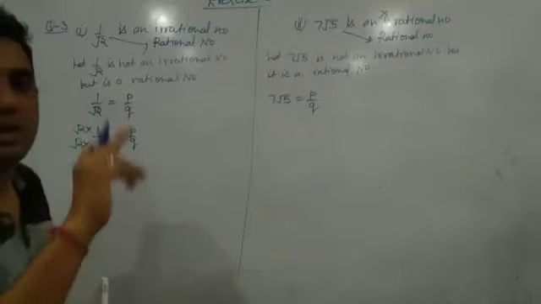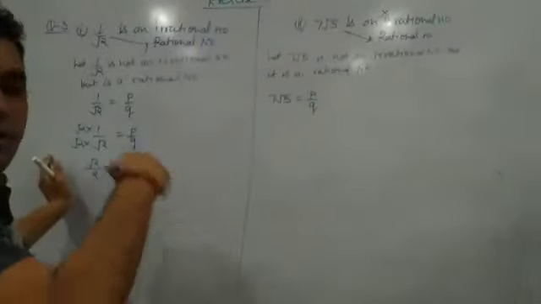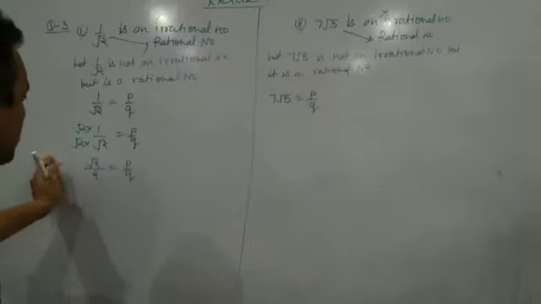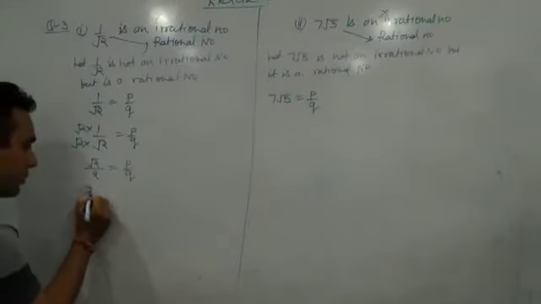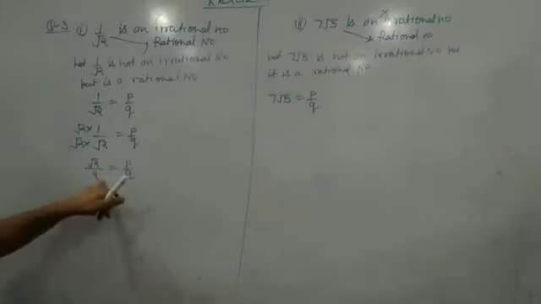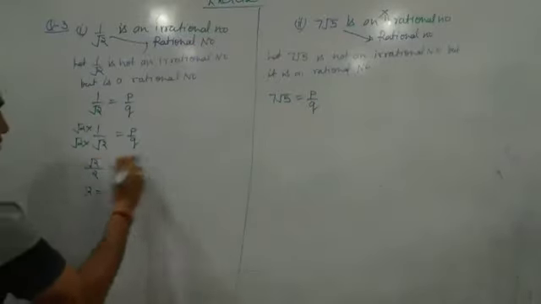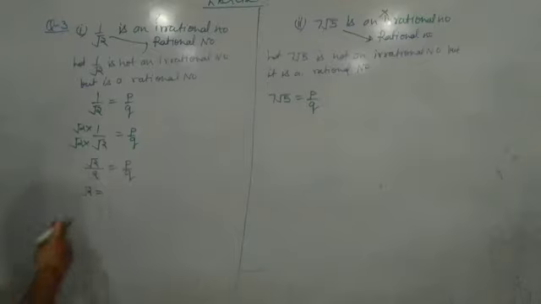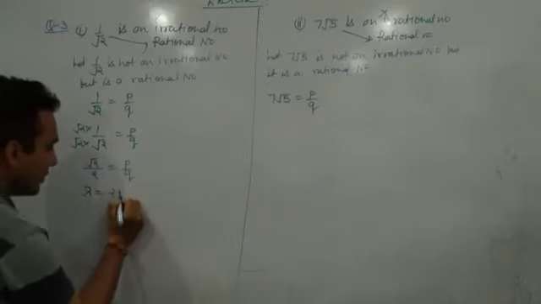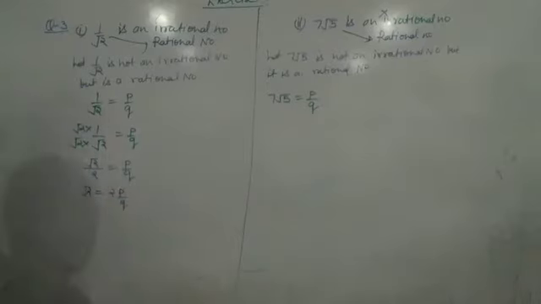That number which is inside the root, we have to separate it on the left hand side, and all the other numbers on the right hand side. So under root 2 will be equal to, this 2 will transpose to the right hand side. Under root 2 is equal to 2 p upon q.